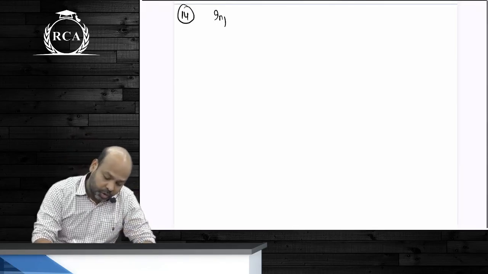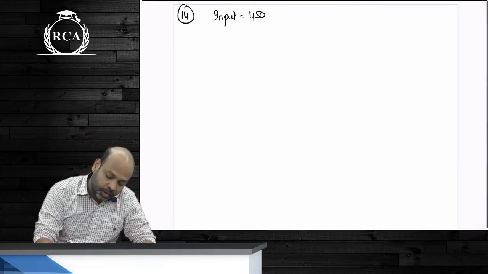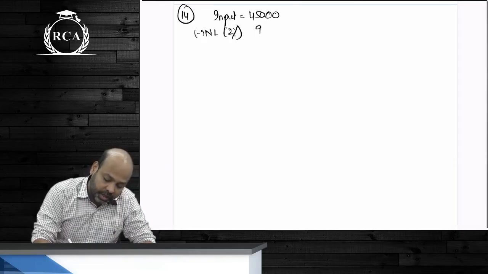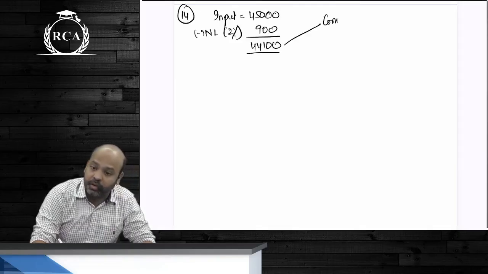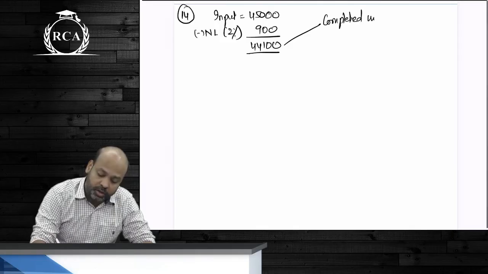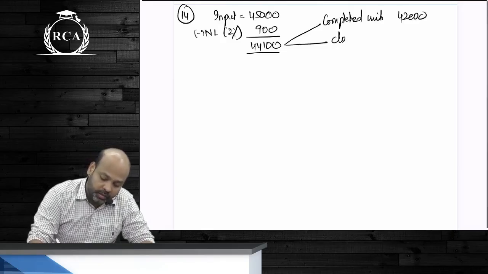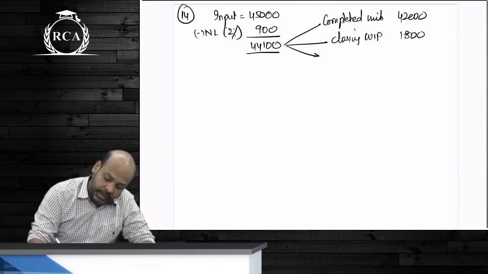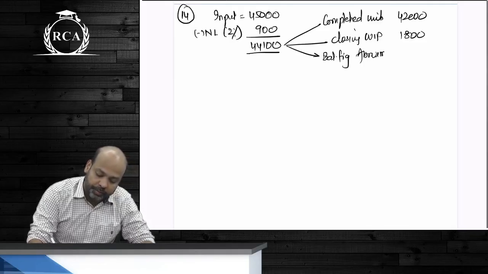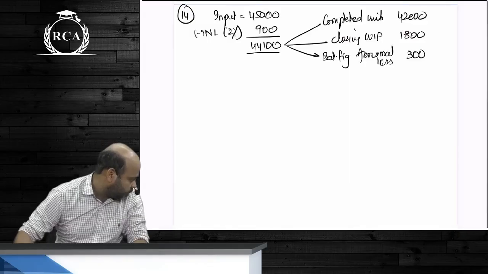Guys, please stop talking. Your input is 45,000 units, out of which normal loss is 2%, that is 900. You should have got an output of 44,100. Out of this, how many completed units? 42,000. Closing work in progress is 1800 units. And then the balancing figure will become abnormal loss, which is 300 units. The degree of completion given for scrapped units in the question will only apply to this.